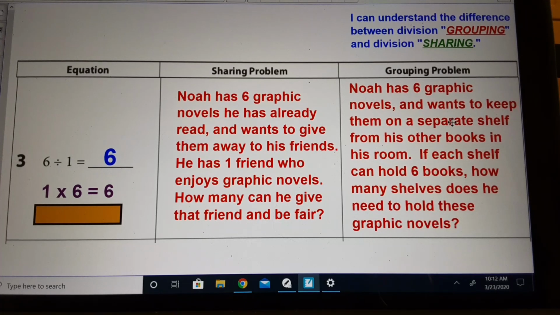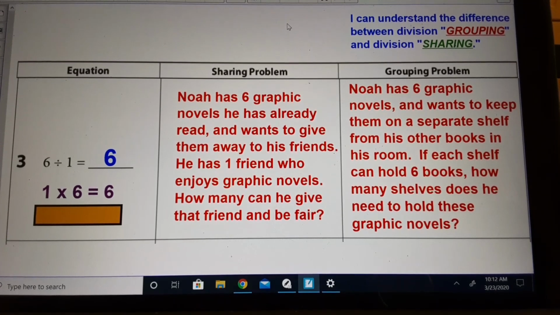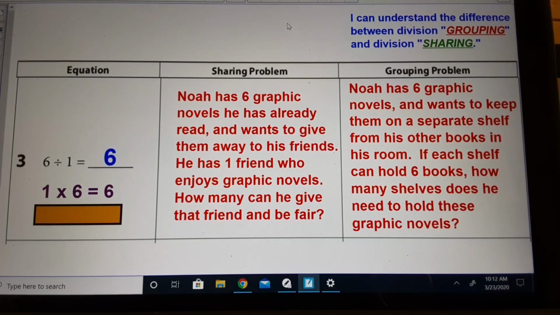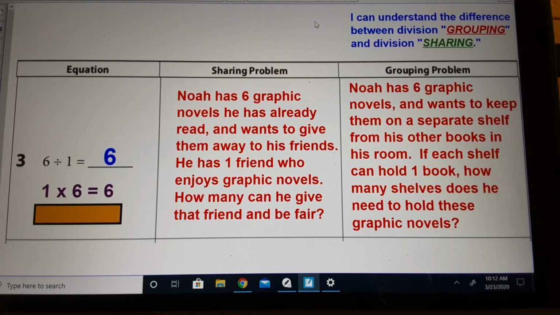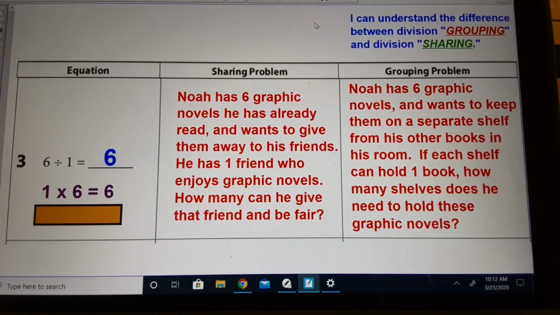Over here, Noah has 6 graphic novels and wants to keep them on a separate shelf from his other books in his room. If each shelf can hold 6 books, this should actually, to represent this problem, say if each shelf can hold 1 book, how many shelves does he need to hold these graphic novels? Sorry about that.